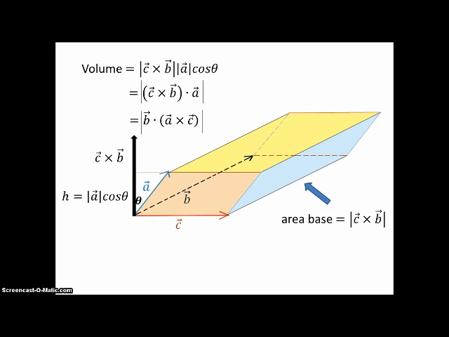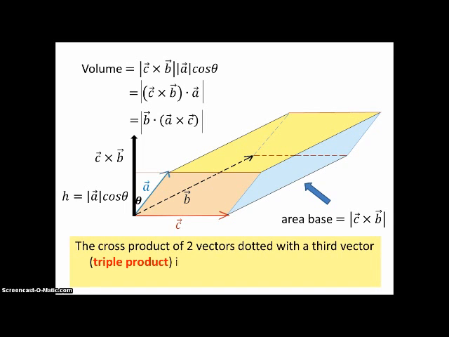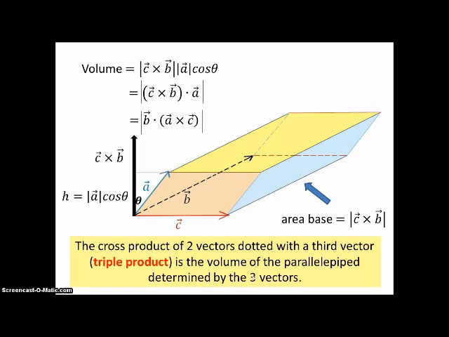Now, we have to have absolute value, because occasionally, depending on how we cross product, we could end up with a negative value. The cross product of two vectors dotted with a third vector, called a triple product, is the volume of the parallelepiped determined by the three vectors.